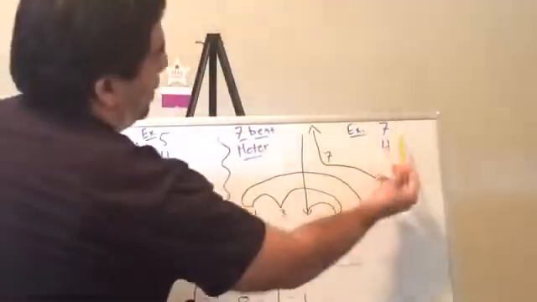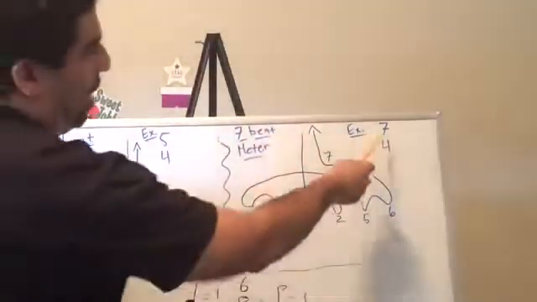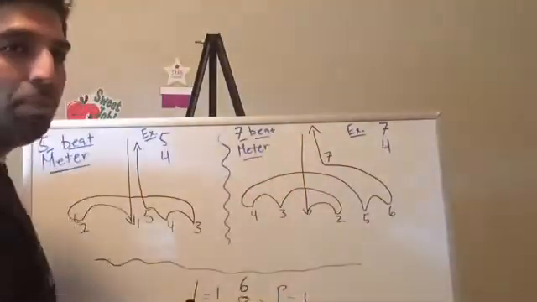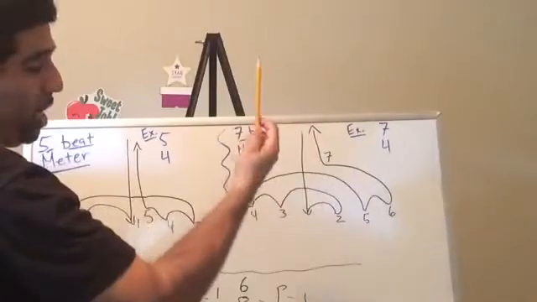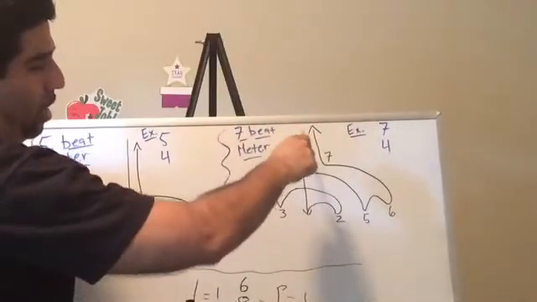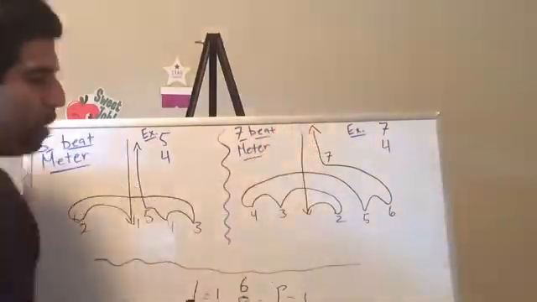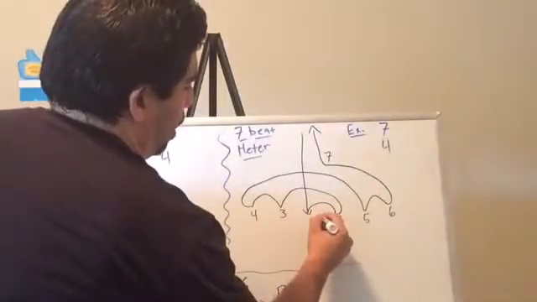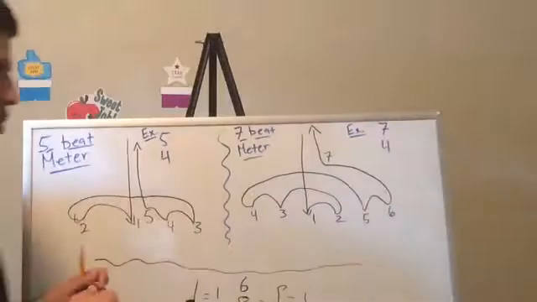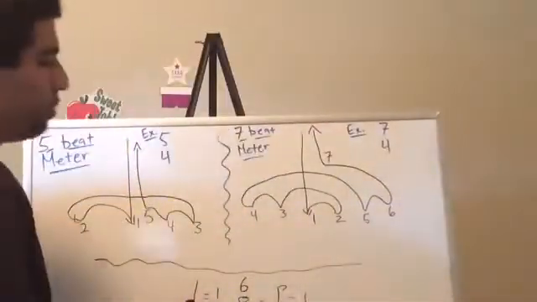Let's go to our 7-beat meter now. Look at that 7-beat meter. Here we go. Taking your pencil, also your baton, right? You're going to go down for beat 1. Let's make sure I indicate beat 1. There we go. That's much better. All right.